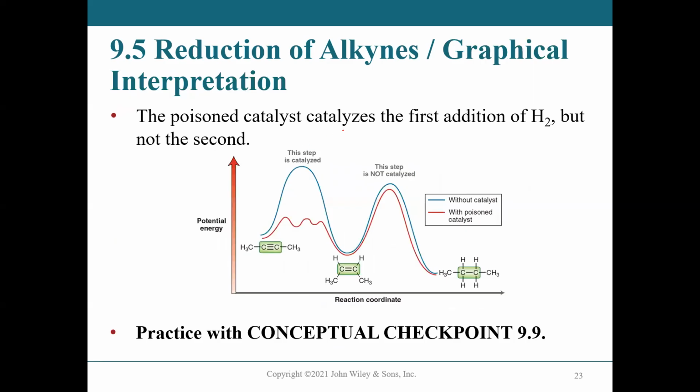So the poison catalyst catalyzes the first addition of the hydrogen, but not the second. So this step is catalyzed. This step is not catalyzed. So with the poison catalyst, you can see that we lower the activation energy. We form this, and then we're not going to go to the next step.